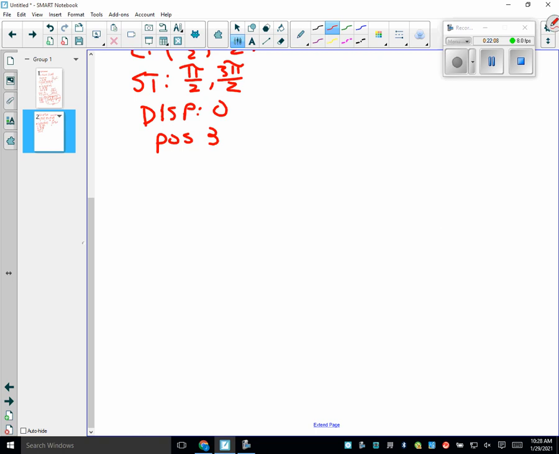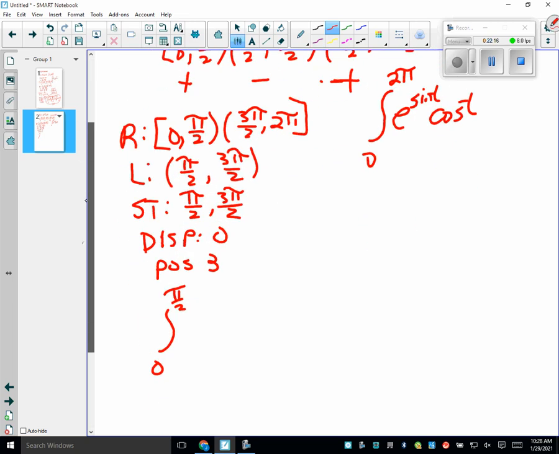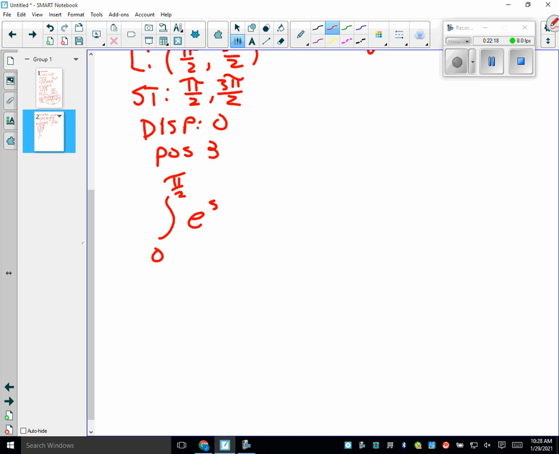The total distance is going to be 0 to pi over 2 of e to the sine of t cosine t dt, plus the same thing from pi over 2 to 3 pi over 2, right? Plus 3 pi over 2 to 2 pi.